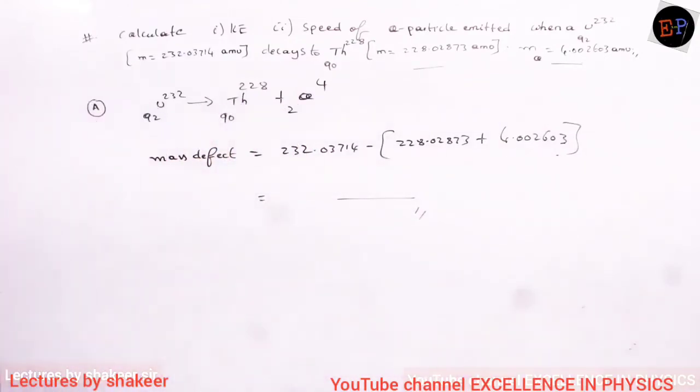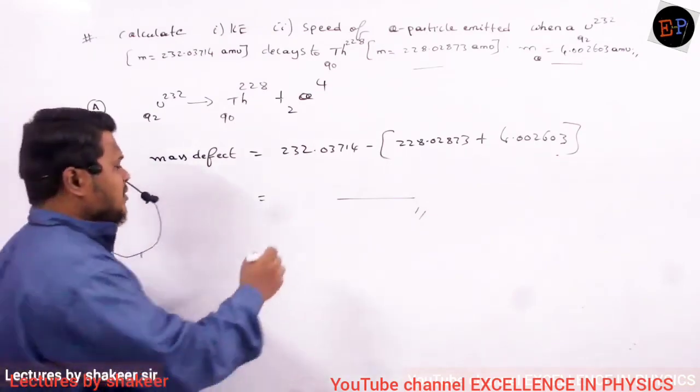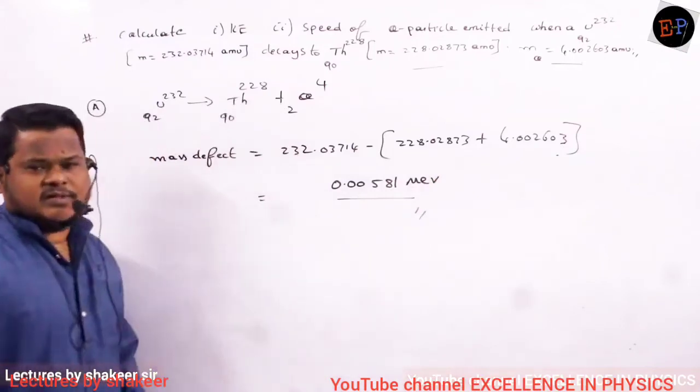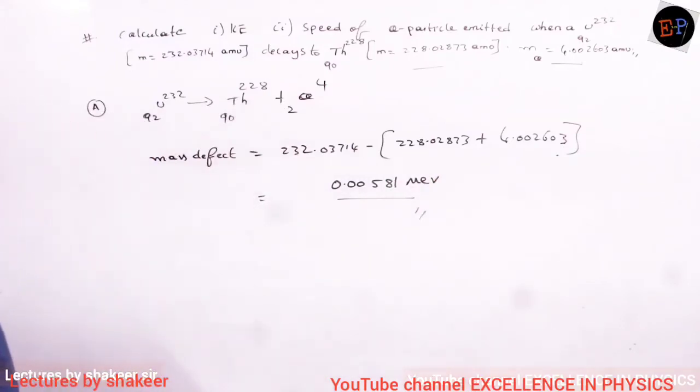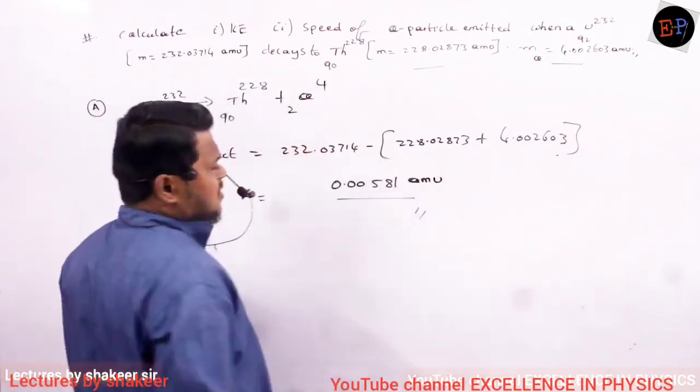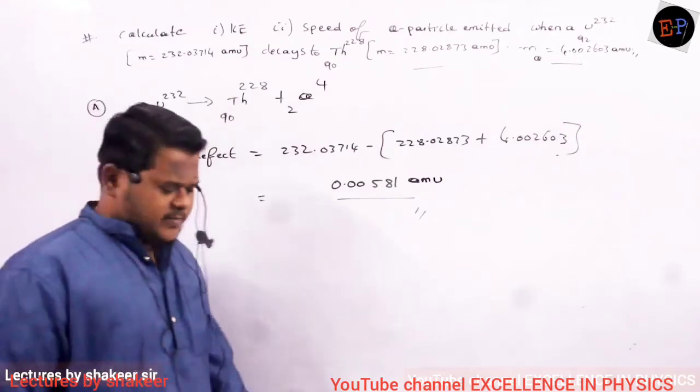Understood? So let us see what is the value which he gave. It is 0.00581. So 0.00581 is in AMU, atomic mass units. Okay. So this much amount of mass has disappeared. Are you able to understand?